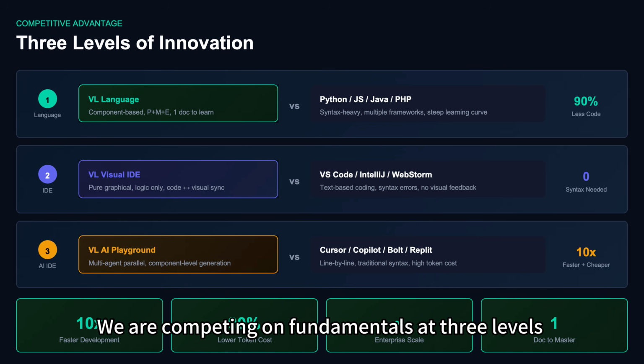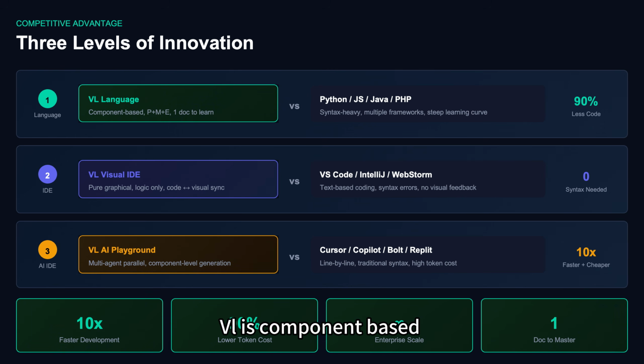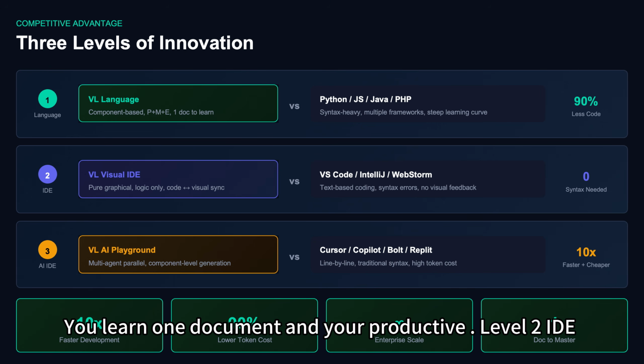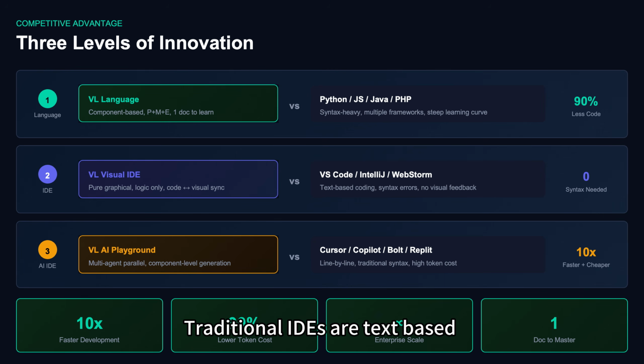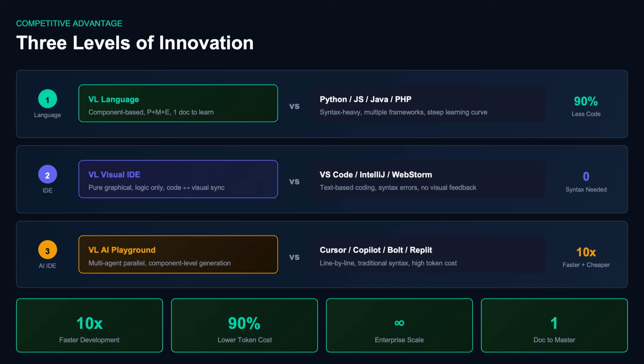We are competing on fundamentals at 3 levels. Level 1, language. Traditional languages are syntax-heavy. VL is component-based. You learn one document and you're productive. Level 2, IDE. Traditional IDEs are text-based. Ours is bidirectional. The visual view is the code. Level 3, AI. Traditional tools generate line-by-line sequentially. VL uses multi-agent parallel generation.